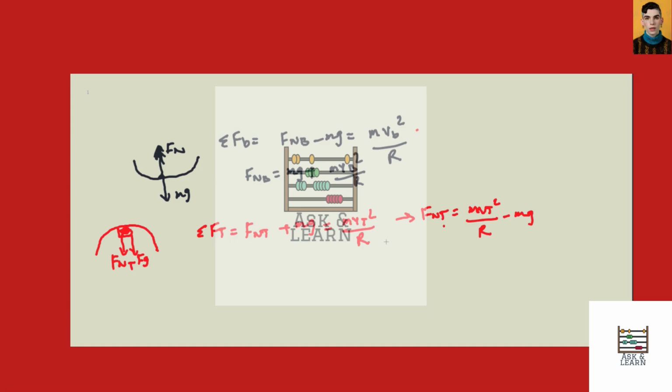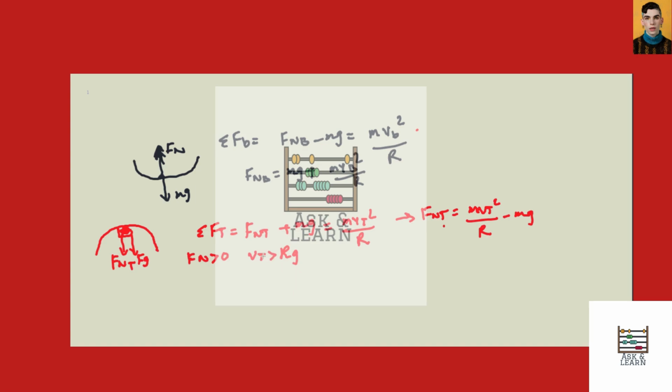Now we assume that the roller coaster, when it goes on the top, doesn't fall down, which means that the normal force on the top is greater than 0. So we can also say that v top is greater than the square root of rg, basically.